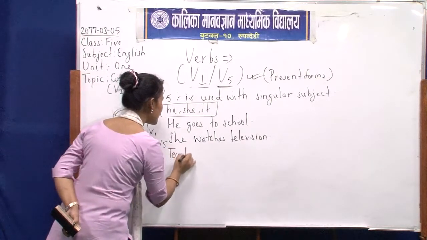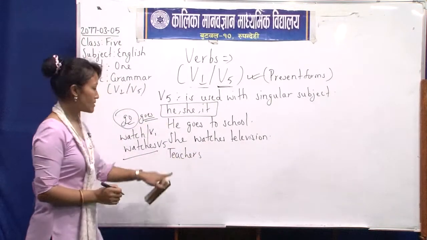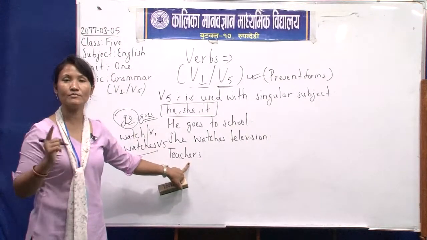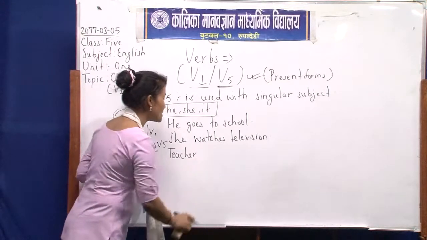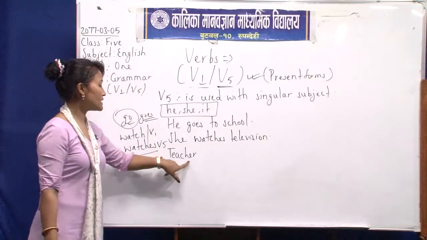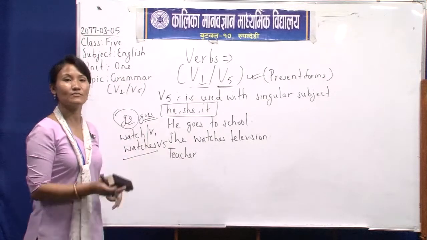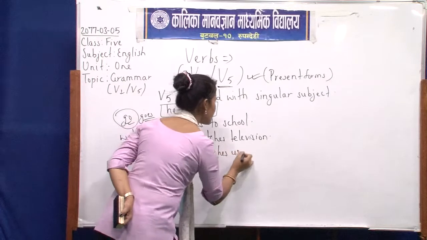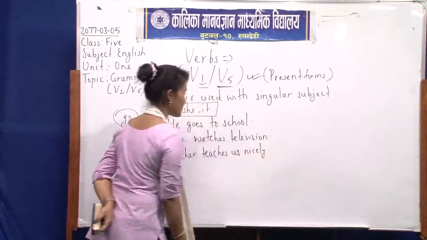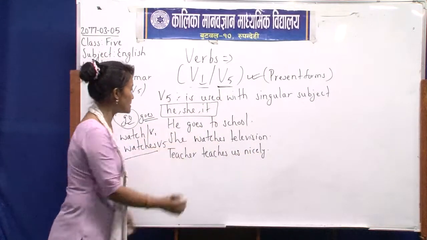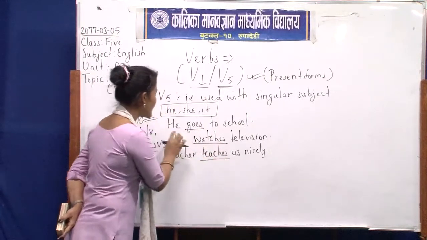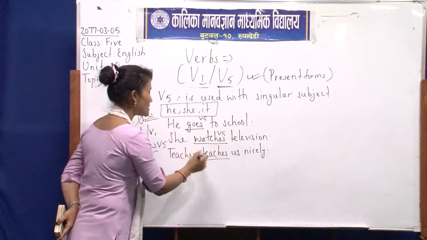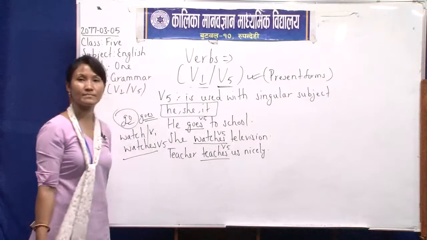And in the previous example we made, we used what? Teachers, right? We used teachers. It is plural, so teachers took which form of verb? Verb 1. But here we are going to use singular, that means what will teacher take? It will take verb 5. Teacher teaches us nicely. Okay, he goes to school. See here, he goes, this is verb 5. See watches, verb 5. Teacher teaches, verb 5.